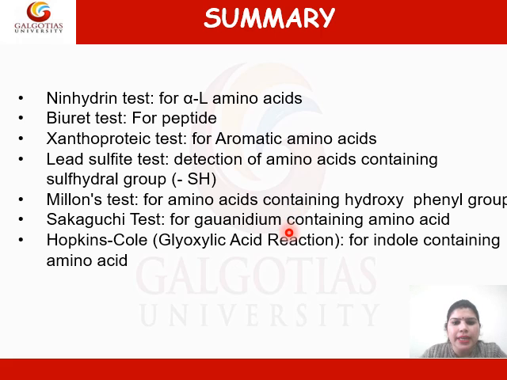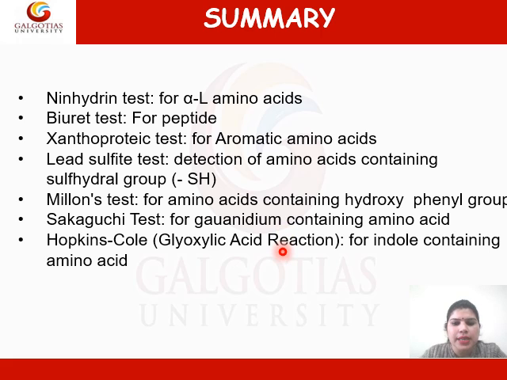Sakaguchi test. In this test is particularly used for the identification of amino acid having guanidine ring. So, arginine is the amino acid which is having guanidine ring.